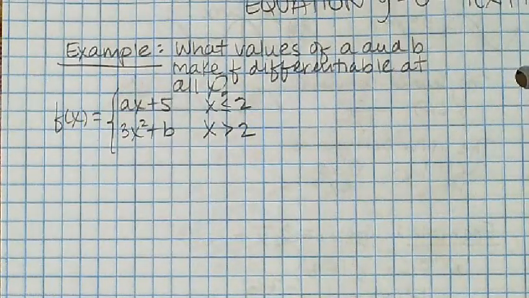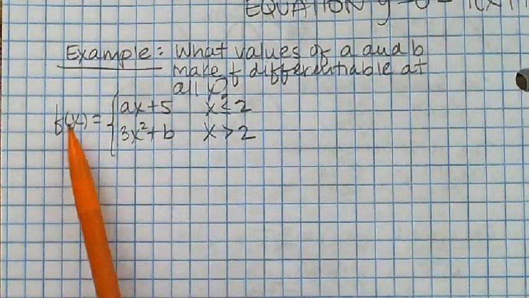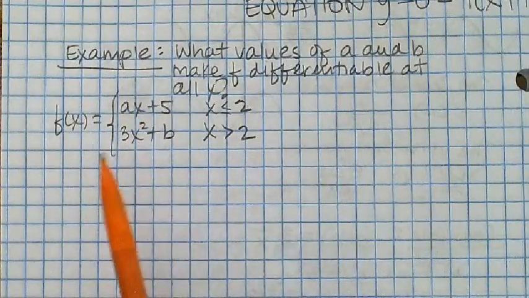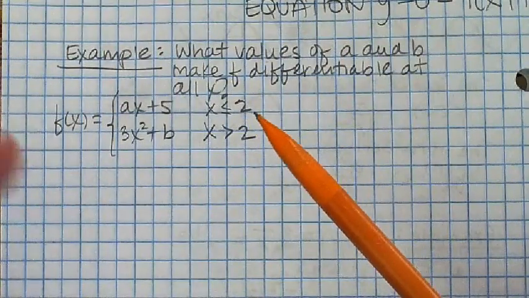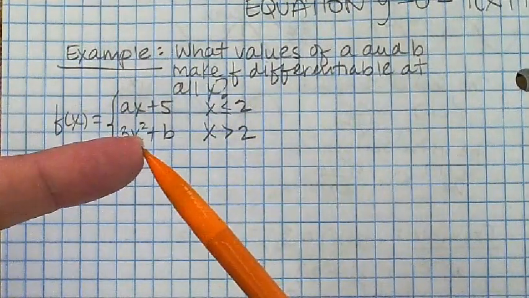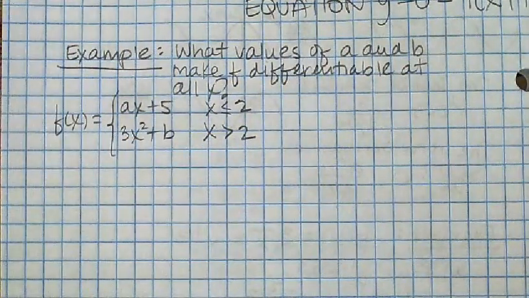All right, we want to find the values of a and b that make the function differentiable. So this is very similar to the problem that we just did recently, where we found the values of a and b that made the function continuous. What often happened when we did that was we had a line and a parabola or something, and they met up at a sharp corner. So it would be continuous, but not differentiable.